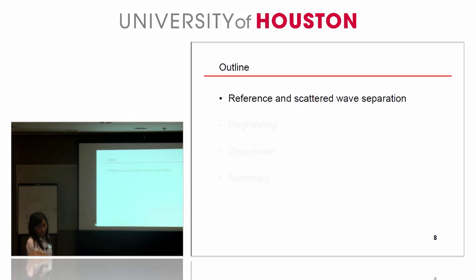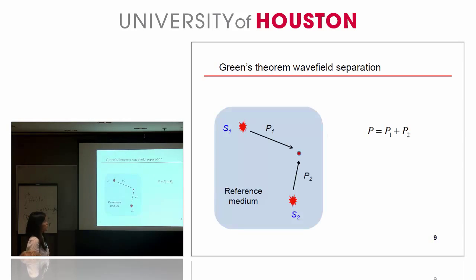Okay, let's look at the first part. Before we study the elastic world, I'd like to use a very simple example to repeat what Dr. Wegland said in his tutorial about the Green theorem wave separation. Imagine you have a homogeneous world and you have two sources. So the actual wave field will be what these two sources produce in this homogeneous background, P1 plus P2.